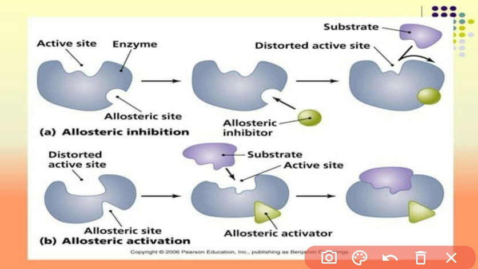In the other case, the activator molecule binds to the allosteric site and changes the configuration of the active site in such a way that the substrate increases its ability to bind the active site. It means that the substrate can fit the active site perfectly, ES complex is formed and product is formed, and this is known as positive allosteric activation.